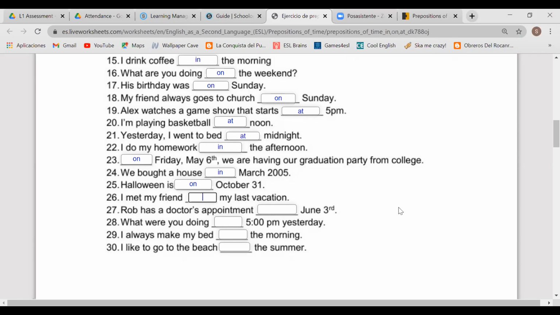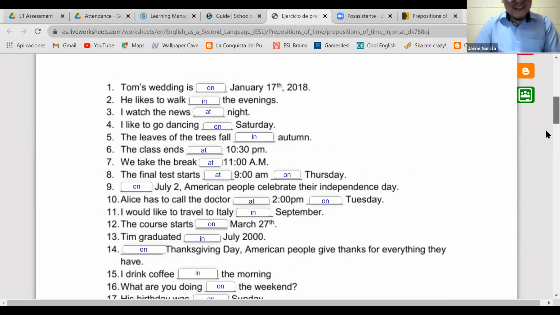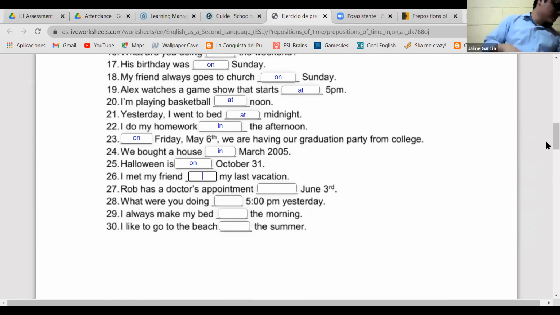I met my friend. No preposición, porque le puso my. Okay, this is a tricky one. Okay, no preposition. On my last vacation, in my last vacation, at my last vacation. What do you think? No sé. Last, no preposition. I agree with Nelly. You agree with Nelly? In my last vacation. Okay, let's think about it.